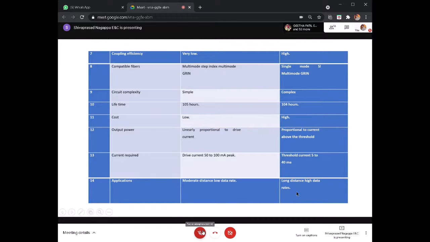Okay. So we have finished optical sources. Next comes your optical detectors. So what are optical detectors? That we'll see in the next class.